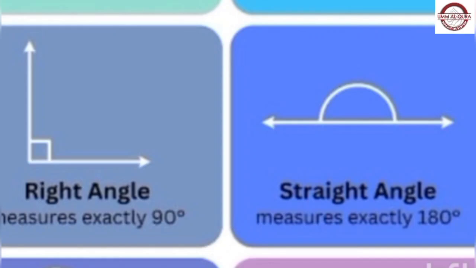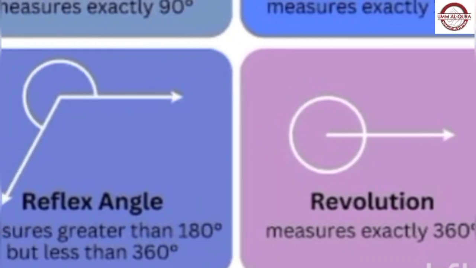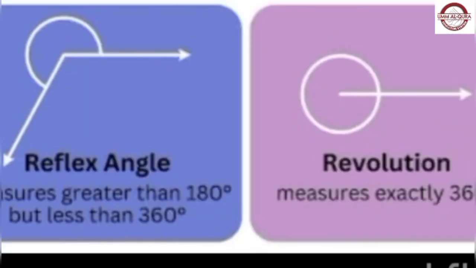Next is right angle, which measures exactly 90 degrees. Next is straight angle, which measures exactly 180 degrees. Next is reflex angle, which measures greater than 180 but less than 360 degrees. Revolution means complete angle, which measures exactly 360 degrees.